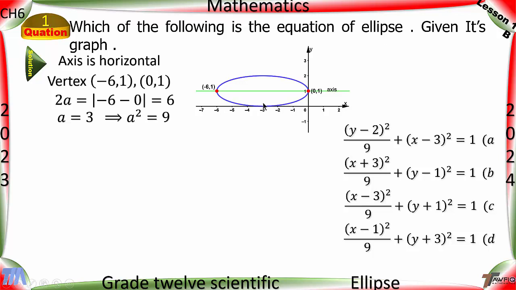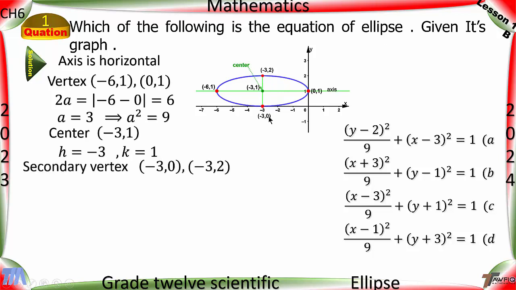Here, the middle of these two points is minus 3, 1. This is the center. So the center is minus 3, 1. And the center is h, k, so h is minus 3 and k is 1. The length of the minor axis is from here to here, so it is 2 minus 0, which becomes 2. The secondary vertices are minus 3, 0 and minus 3, 2. So 0 minus 2 is minus 2, which becomes 2. Dividing by 2, b is 1 and b squared is 1.